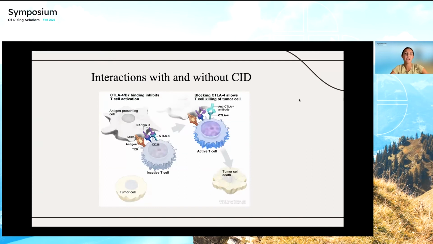And in this schematic, you can see the interactions with and without checkpoint inhibitor drugs. On the left-hand side, you can see the antigen-presenting cell binding to the T cell, causing it to deactivate, and the tumor cell is able to survive. On the right-hand side, you can see the checkpoint inhibitor drug blocking the antigen-presenting cell from binding with the T cell, allowing it to stay active and kill the tumor cell.